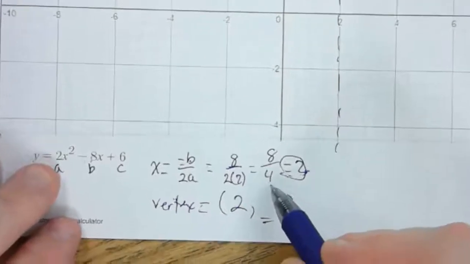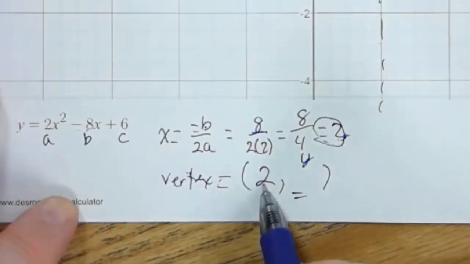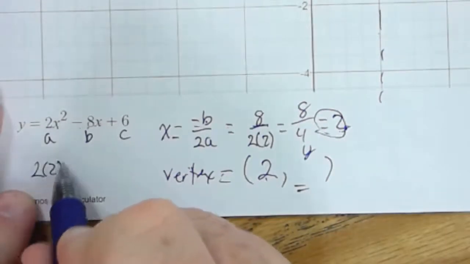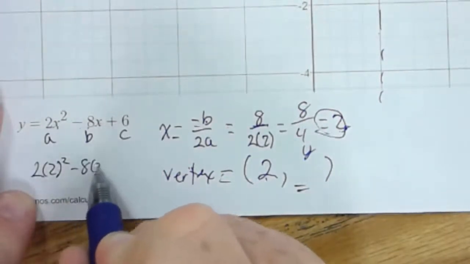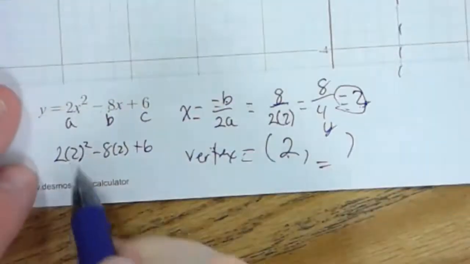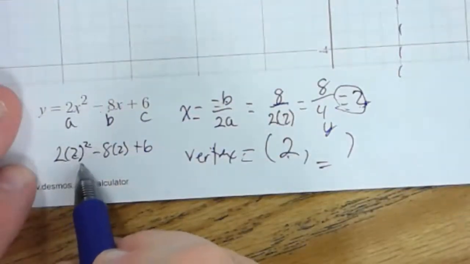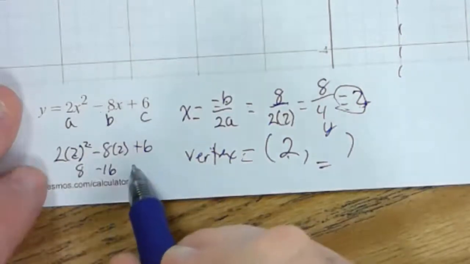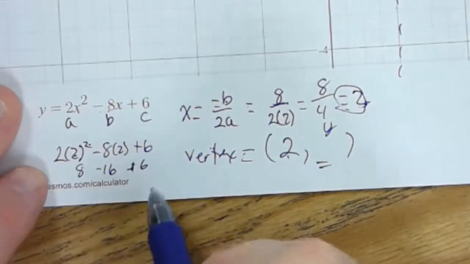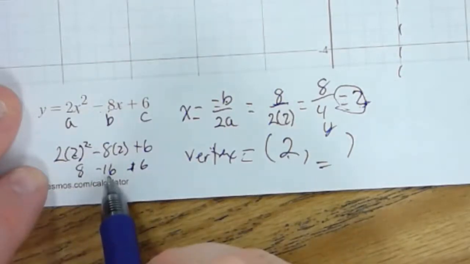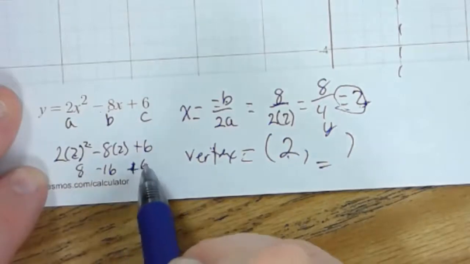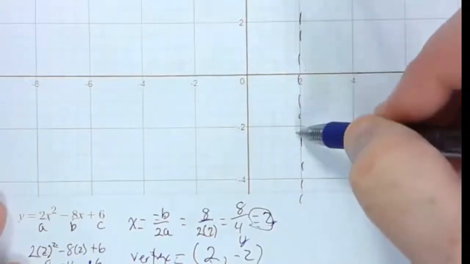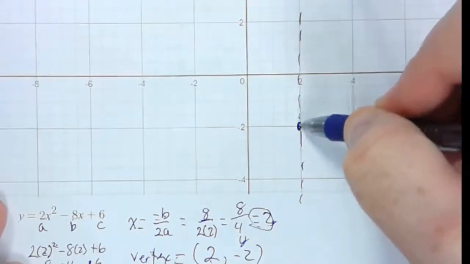And now I got to calculate my y value here. So I'm going to take this 2 and substitute it in place of x here and here. So I have 2 times 2 squared minus 8 times 2 plus 6. 2 squared is 4, 4 times 2 is 8, and -8 times 2 is -16, and then bring down my plus 6, and 8 minus 16 is -8, and -8 plus 6 is -2, so my vertex is located at 2, -2. So over 2, down 2, my vertex is actually located right there.